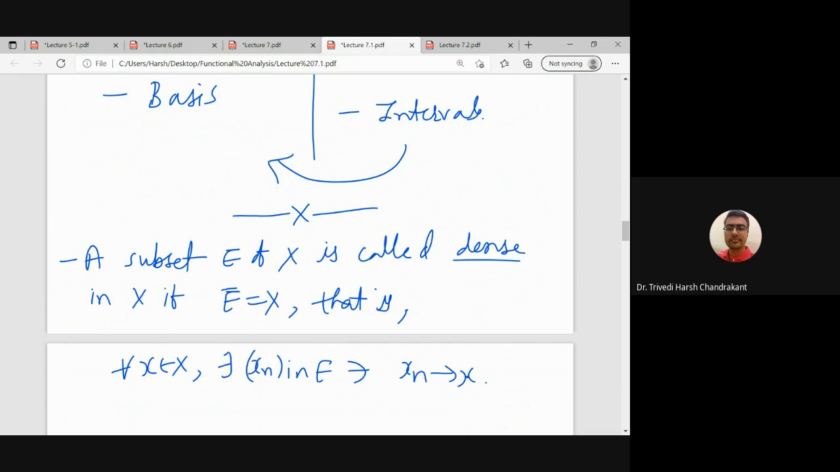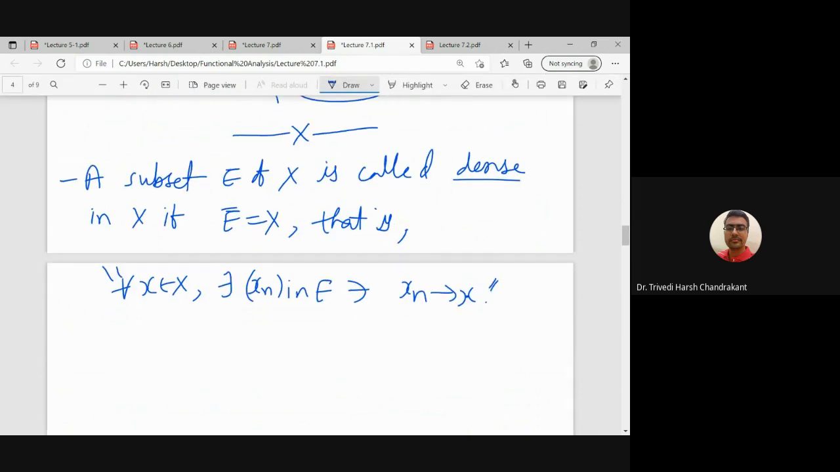Right, so this is the definition, this is the meaning of E is dense in X. So we know that rational numbers are dense in R. They satisfy this property. If you take any real number x in R, there is a sequence of rational numbers which converges to that particular real number.